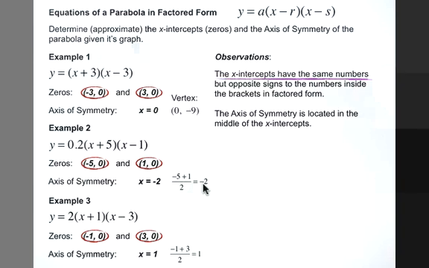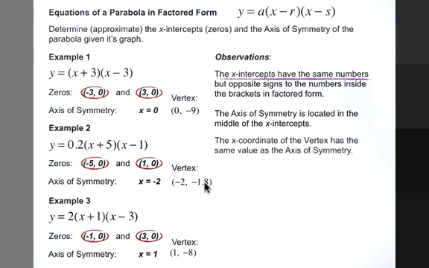Our vertex is at 0, negative 9. In this one it was negative 2, negative 1.8. And for the third example, it was at 1, negative 8. The x-coordinate of the vertex has the same value as the axis of symmetry. Notice, negative 2, negative 2, 0, and 0. The axis of symmetry here was x equals 1, which is the x-coordinate in the vertex.